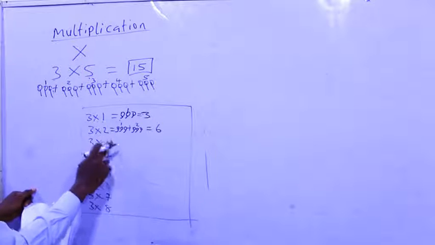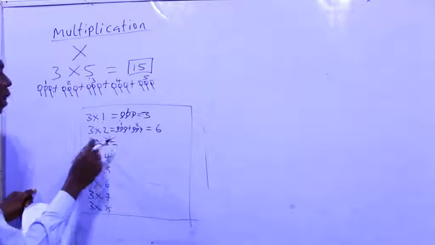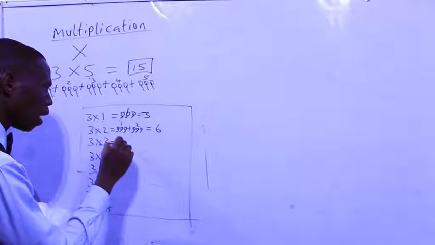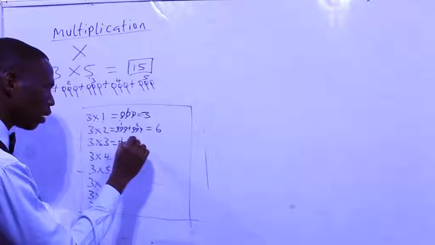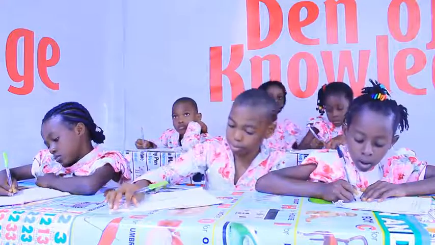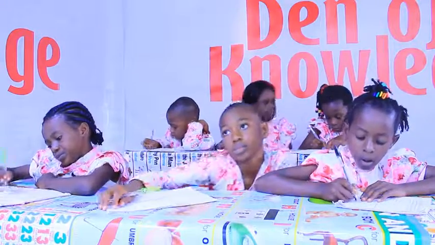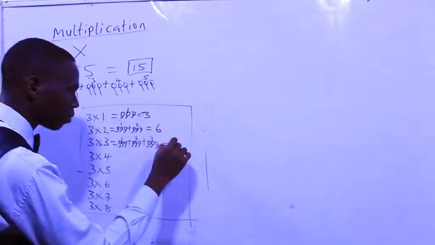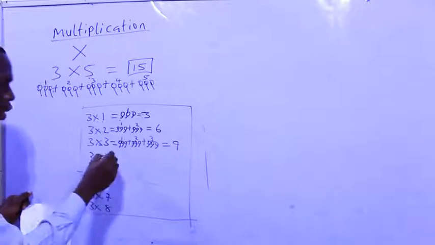3 times 3. 3 times 3 means add 3 three times. We add it. 1, 2, 3. 1 plus 1, 2, 3. 2 plus 1, 2, 3. 3. What will be our final answer? Let's count. 1, 2, 3, 4, 5, 6, 7, 8, 9. It's 9. You can do it.